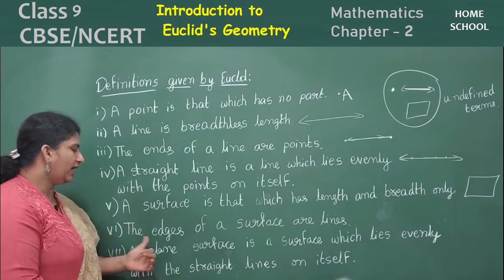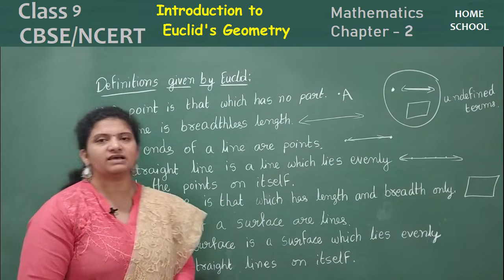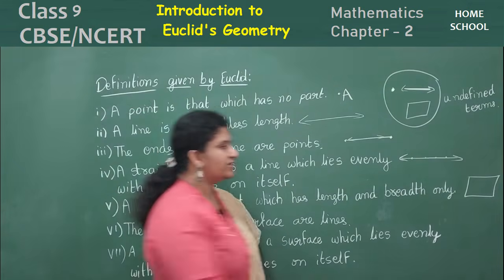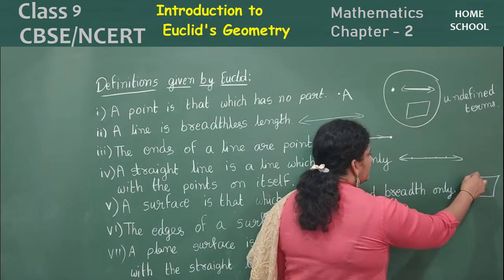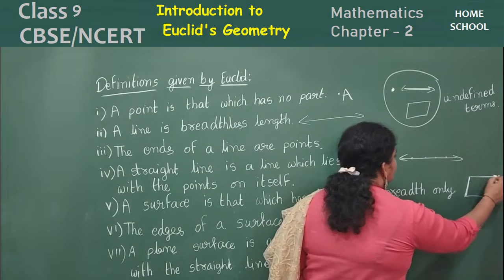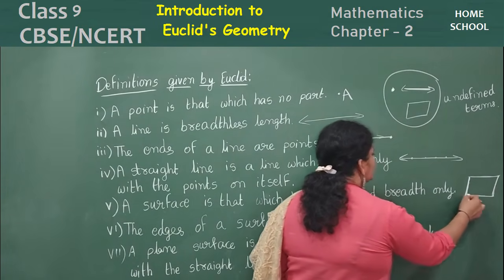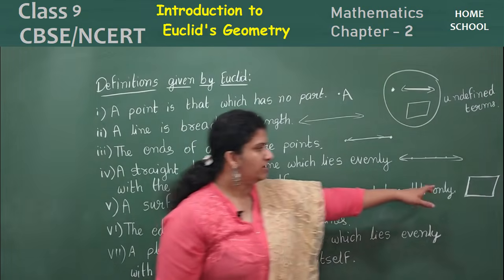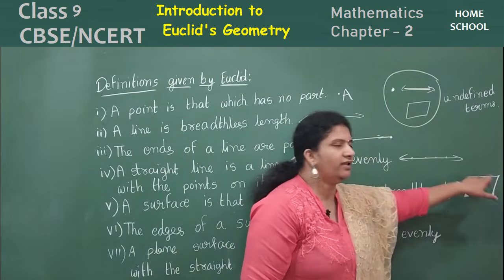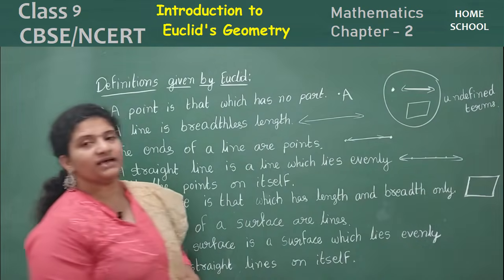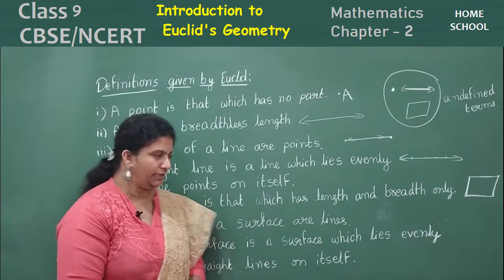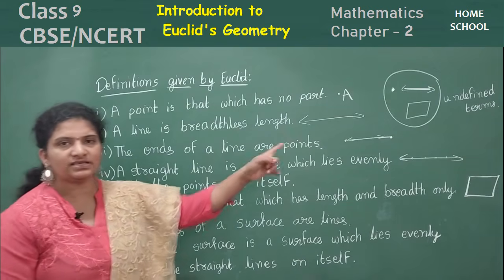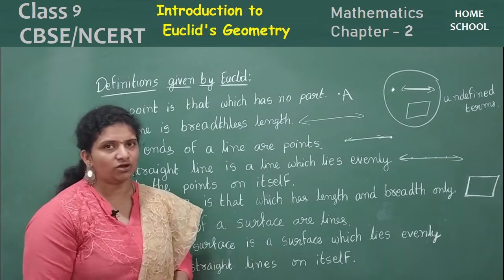So next one, the edges of a surface are lines. So this is a plane surface, right? What are the edges of this? These are lines. See here, how many edges will this surface have? 4 are there. So these 4 are lines, whereas it is a two-dimensional figure, length and breadth will be there. So the edges of a plane surface are all lines.